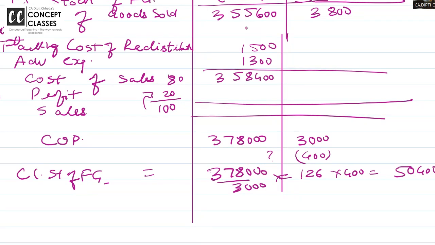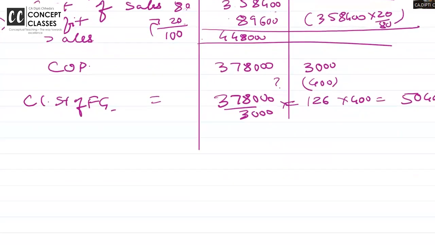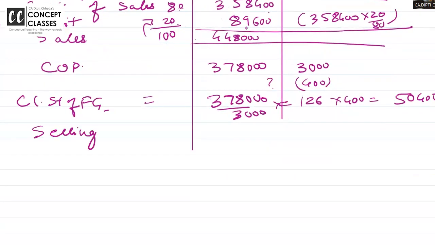Now, 3,58,400 is the cost. 80% on sales is the cost. 20% on sales. So 80 is this much. So 20 is kitna? 100. Can you cross multiply? 358,400 into 20 by 80. Those who want to write. 358,400 into 20 by 80. 1/4. 89,600 is the profit. 89,600 plus 358,400. So that comes to 4,48,000. And they have asked you selling price. Selling price is equal to 4 lakh.